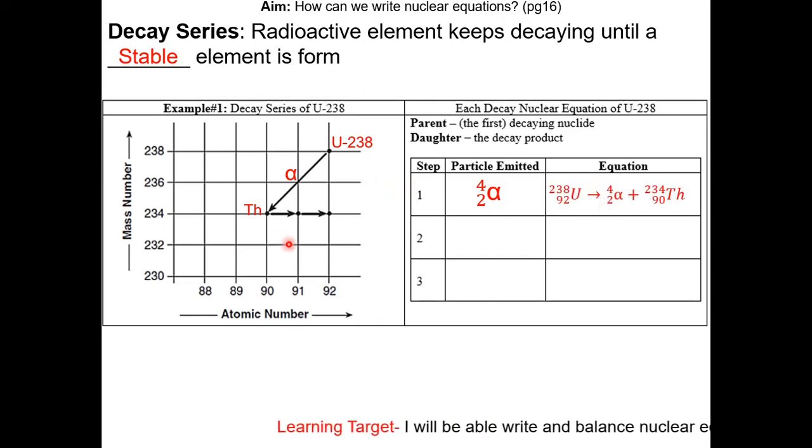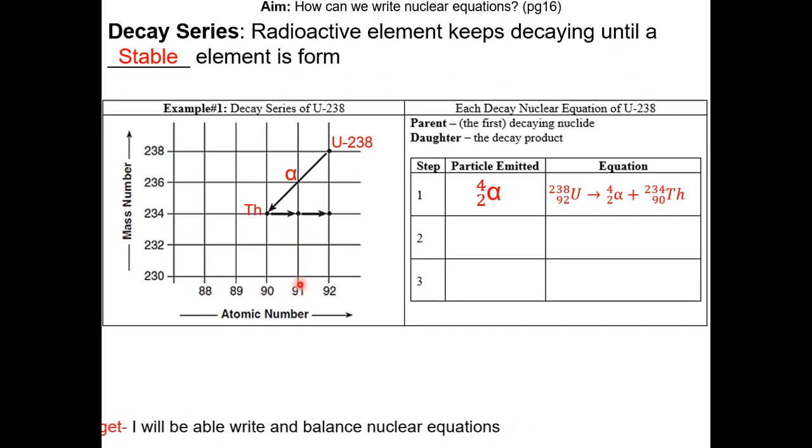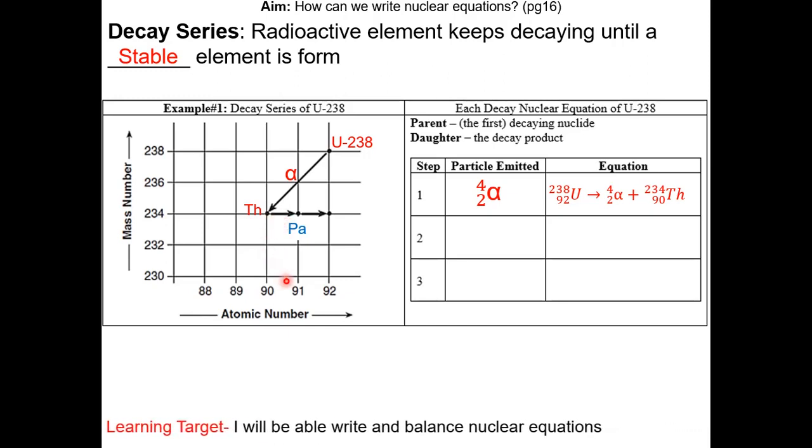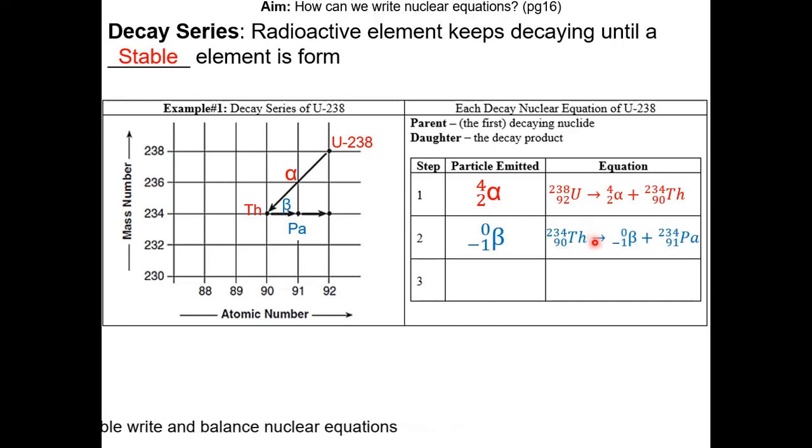To figure out the next nuclear equation in the decay series, we have to figure out what element is the next point. So 91 is the atomic number, and it has a mass number of 234. To figure out what radiation is released, we have to analyze the mass number and atomic number changes. So the mass number has no change, but the atomic number has increased by 1. So this is a beta minus decay. Here's the equation of the nuclear reaction.